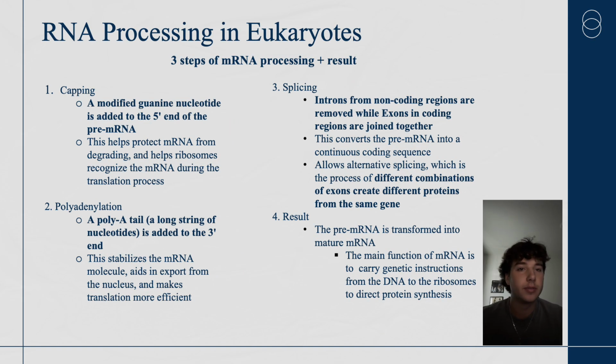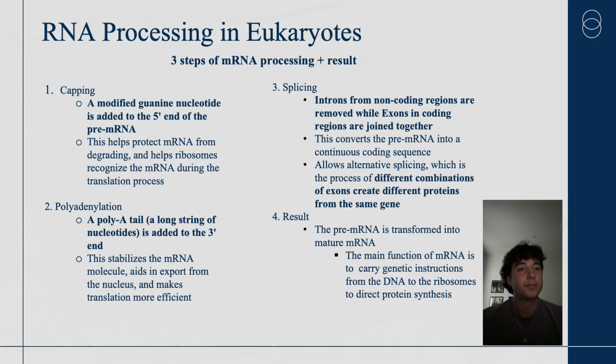So in this slide, we have RNA processing in eukaryotes. There are 3 steps. The first step is capping, where a modified guanine nucleotide is added to the 5' end of the pre-mRNA. This helps protect the mRNA from degrading and helps the ribosomes recognize the mRNA during the translation process. The second step is adding the poly A tail, which stabilizes the mRNA molecule, aids in export from the nucleus, and makes translation more efficient.